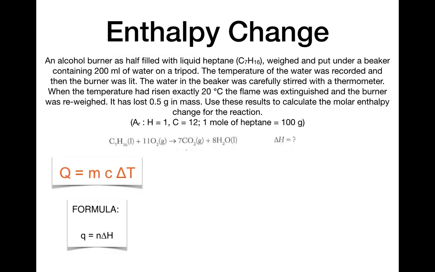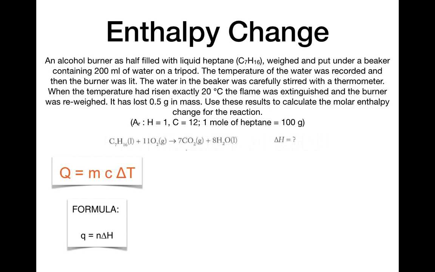Okay, so we have a burner half filled with liquid heptane, so heptane C7H16. It's weighed, put under a beaker containing 200 mL of water on a tripod, like that picture I just showed you. The temperature of the water was recorded, and the burner was lit. The water in the beaker was carefully stirred with a thermometer, and when the temperature was exactly 20 degrees, the flame was extinguished and the burner was reweighed. It has lost 0.5 grams of mass, and we should use those results to calculate the molar enthalpy change for the reaction. So this is where some of our stuff from our stoichiometry unit comes in.